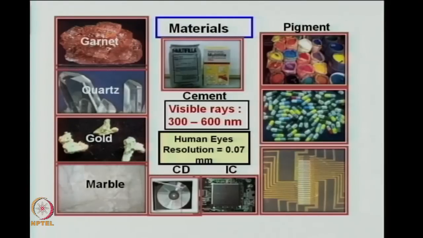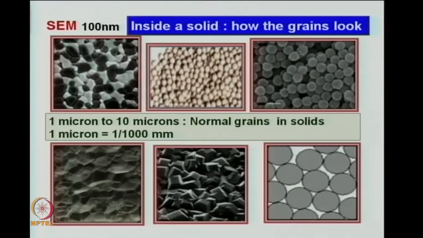Now, if you look at these materials more carefully, that is, inside these materials, if we have something by which we can observe objects much smaller than 0.07 millimeters, like using electrons, then we can see that these materials are made of particles or grains which are of the size of 100 nanometers to 1000 nanometers, etcetera, which is like 1 micron to 10 microns. This is the normal size of grains in any solid which we find around us.